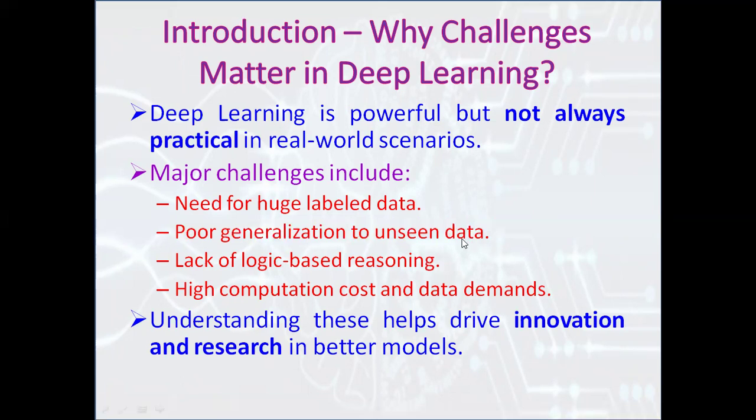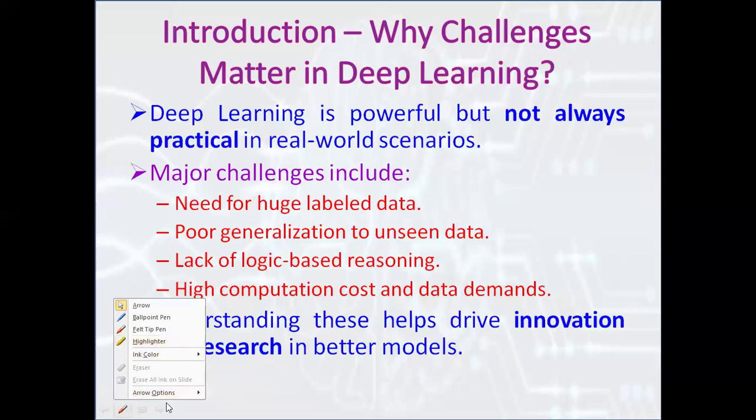Second one is poor generalization to unseen data. Once the models are trained, DL models often perform poorly when tested on real data that is slightly different from what they have seen during training. This limits their reliability in dynamic environments.